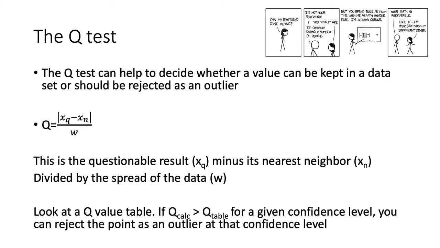The way that the Q-test works is you take the absolute value of the result that you're worried about, the questionable value, subtract it from its nearest neighbor, so whatever the next closest value that you measured was, and then divide it by the spread of the data, which is just your highest value that you measured minus your lowest value that you measured. Then you have to look at another table of standardized Q values, and if the Q that you calculate is greater than the Q in the table for the number of data points and the confidence level that you want, then you can reject that point as an outlier at that confidence level.